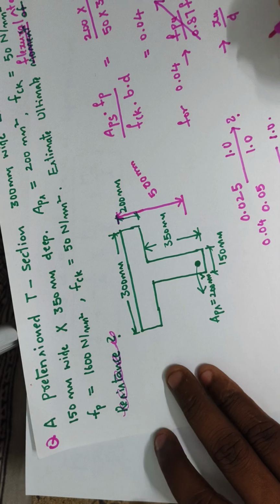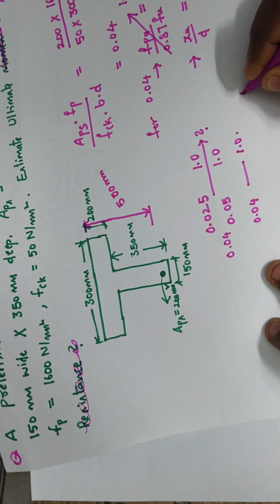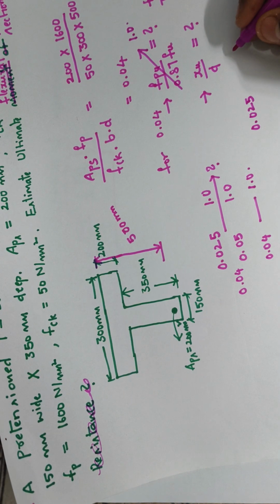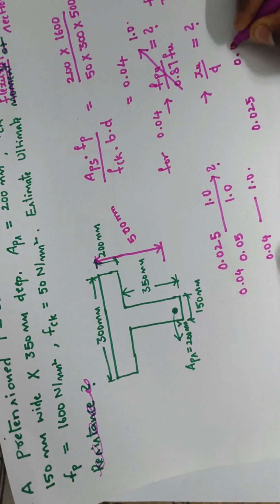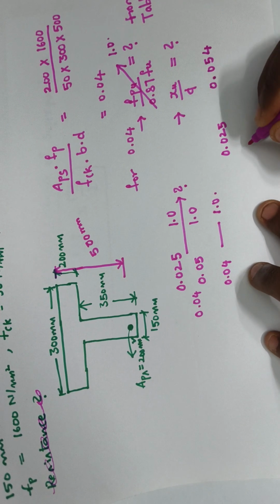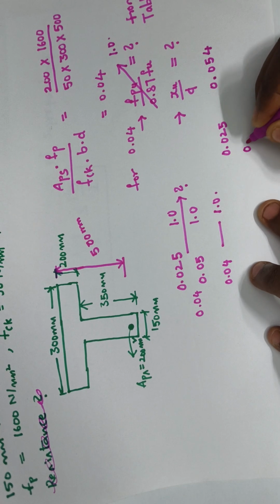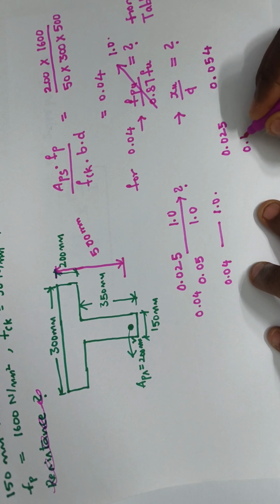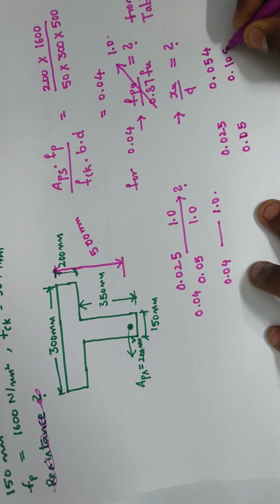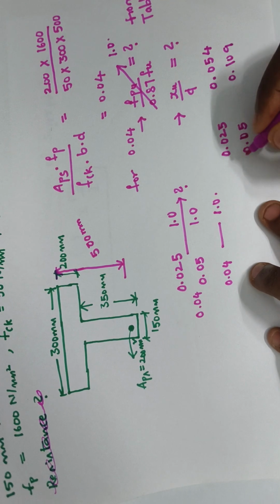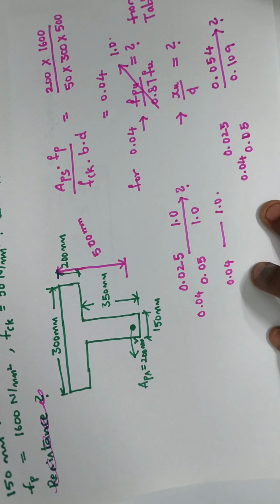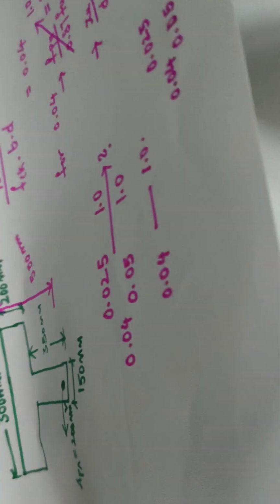Similarly, XU by D value for 0.025 is 0.054. For 0.05, XU by D value is 0.109. Now we need to determine the value for 0.04. This value we need to determine from interpolation.